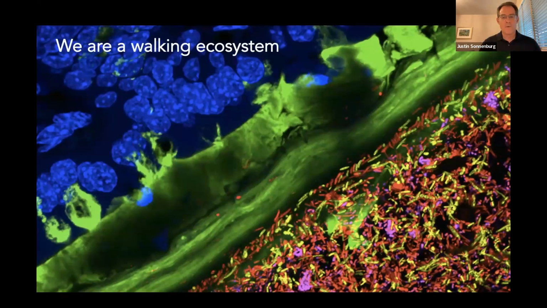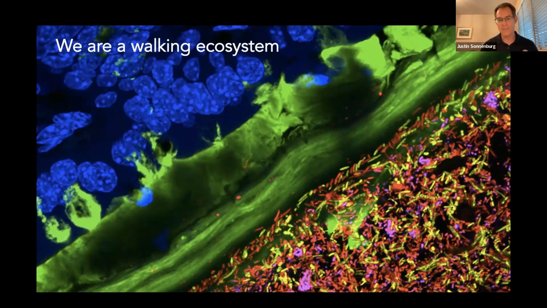So we are a walking ecosystem. We think of ourselves quite often as a single species, as Homo sapiens. It's really clear that we are a vessel that houses trillions of microbes, thousands of different species. And so when we think of ourselves, we should really think of ourselves in this light, that we are a complex ecosystem. And I like to start off with this cross-section of the human gut.